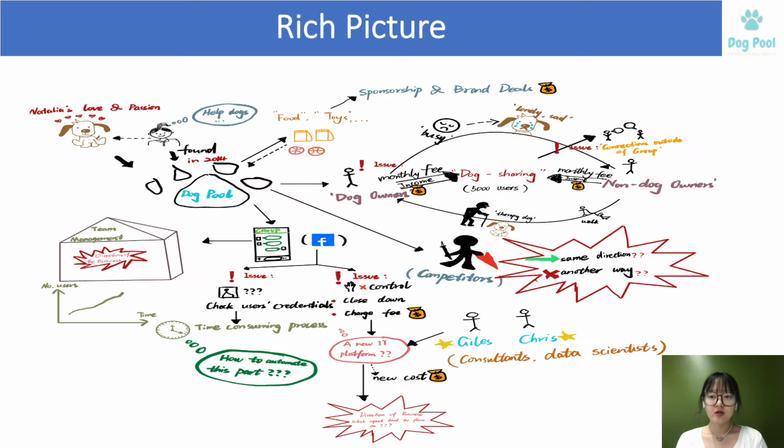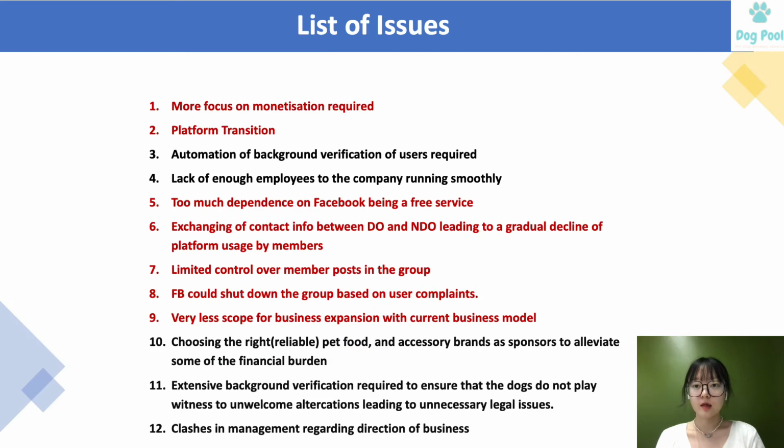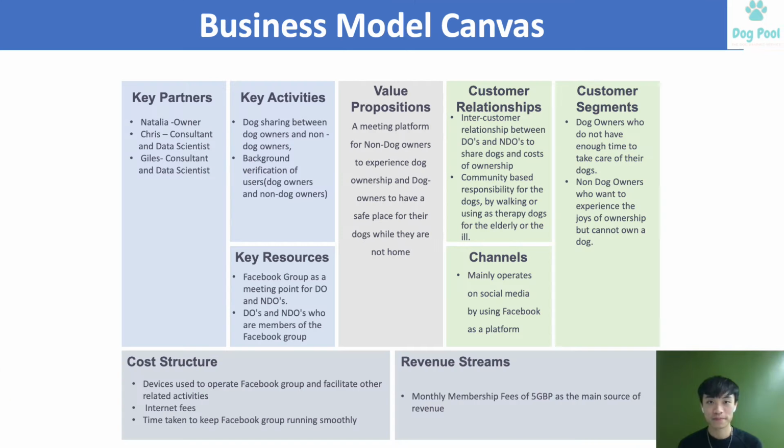This is the rich picture we made for this case. We have also marked the parts that need extra attention. Here is the list of issues, including the main ones we mentioned above and some minor existing ones. We have highlighted some keywords in order to find a solution for each of them. Then let's talk about the recent business model canvas.